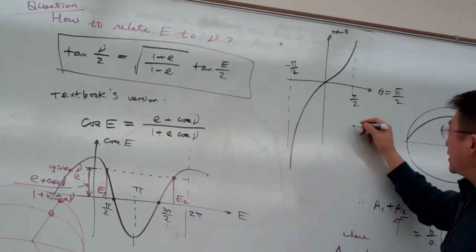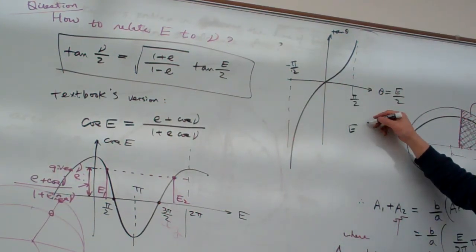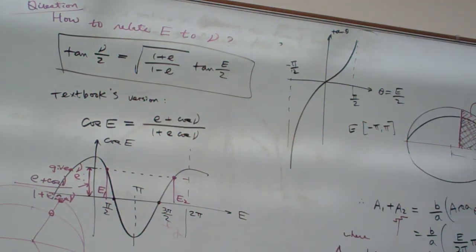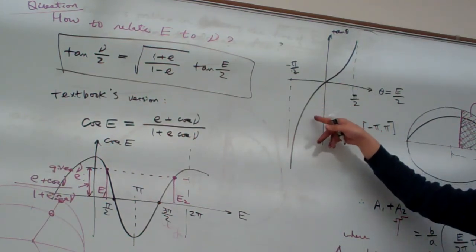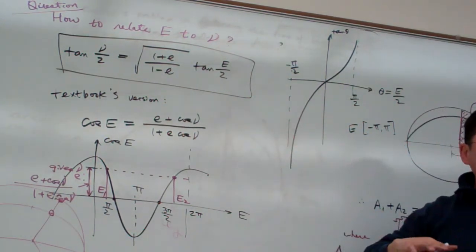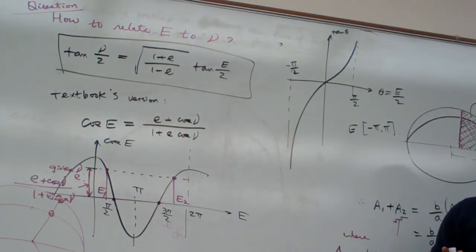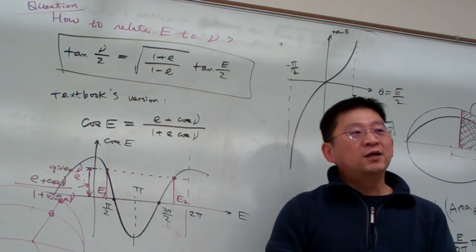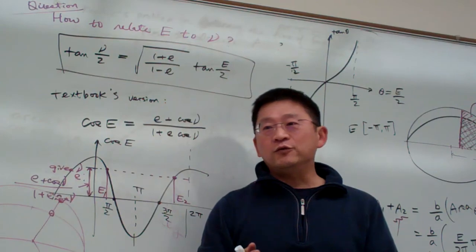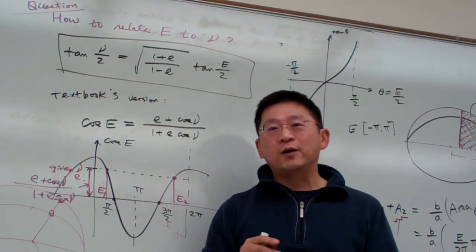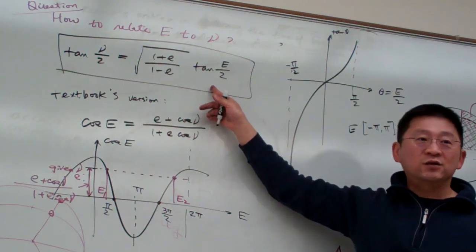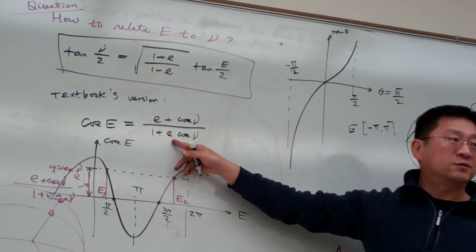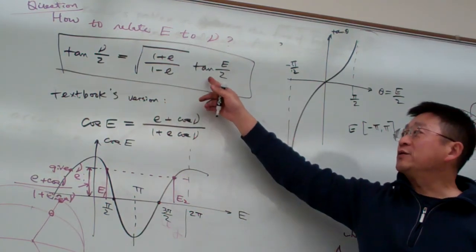Then E is in the range of minus pi to pi, which covers the 2 pi region. So the single-valued function covers the whole domain we need. I would recommend using this one. Whatever you punch into your calculator will give you the right answer, and you don't need to decide which one to go with, because this is guaranteed. This is single-valued mathematics, while the other is multiple-valued mathematics, and that is bothersome. So I would recommend using this one.